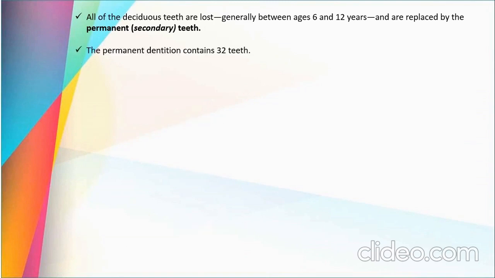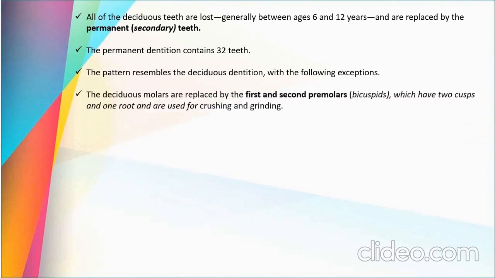The permanent dentition contains 32 teeth. The pattern resembles the deciduous dentition with the following exceptions. The deciduous molars are replaced by the first and second premolars, which are the bicuspids, which have 2 cusps and 1 root and are also used for crushing and grinding.